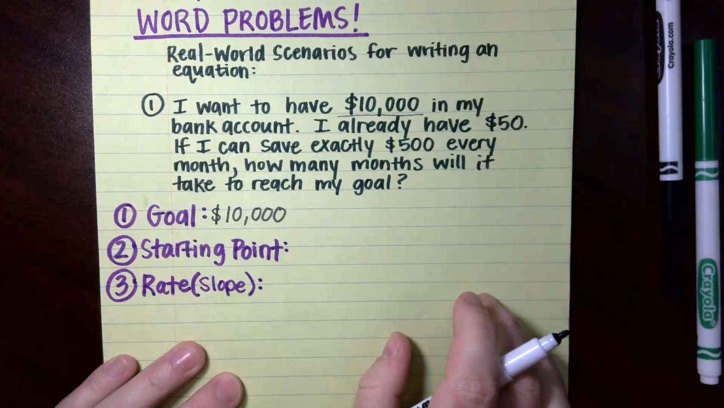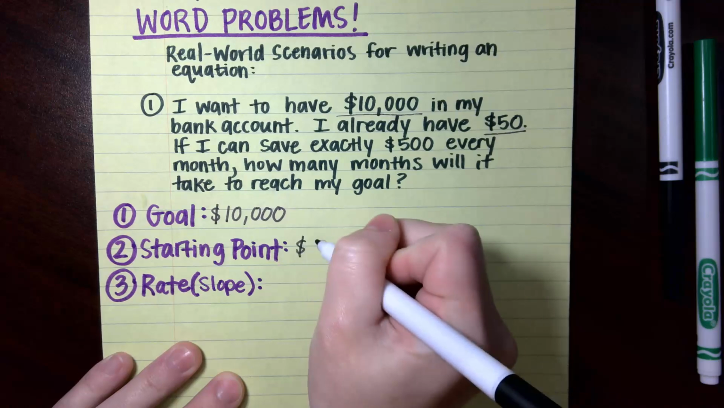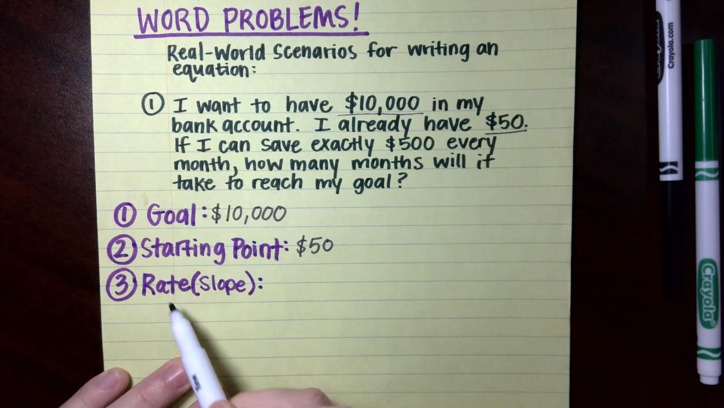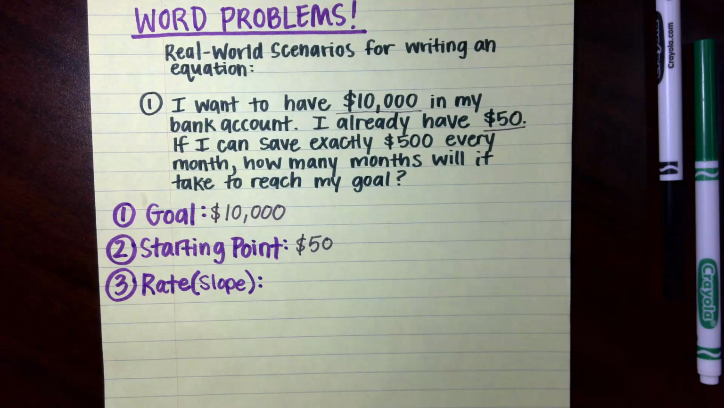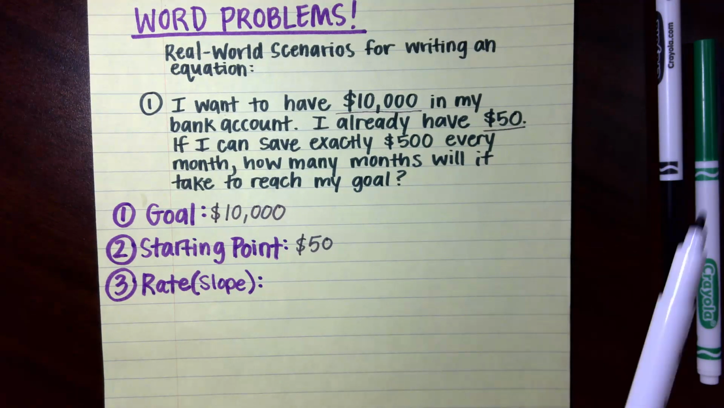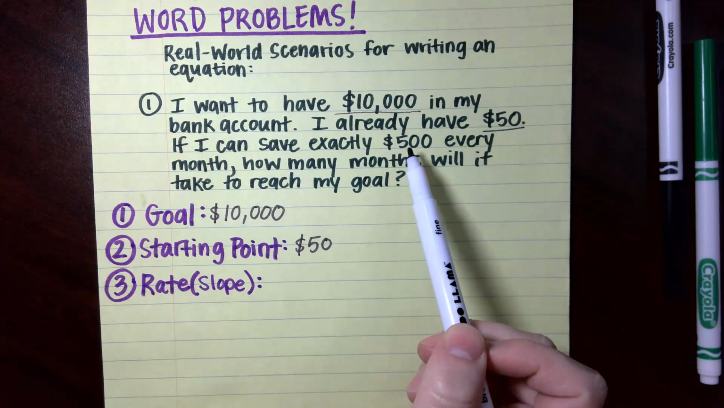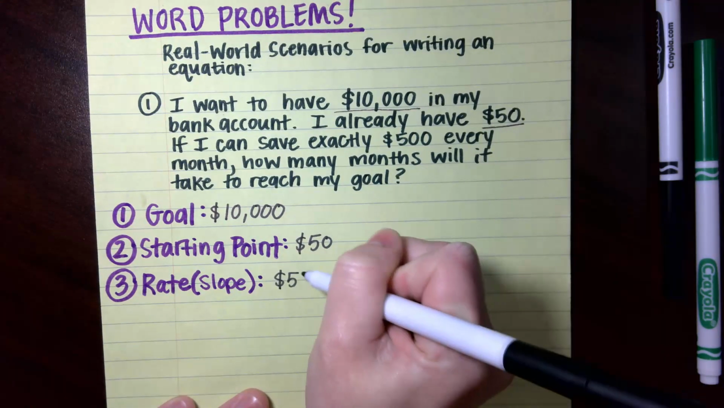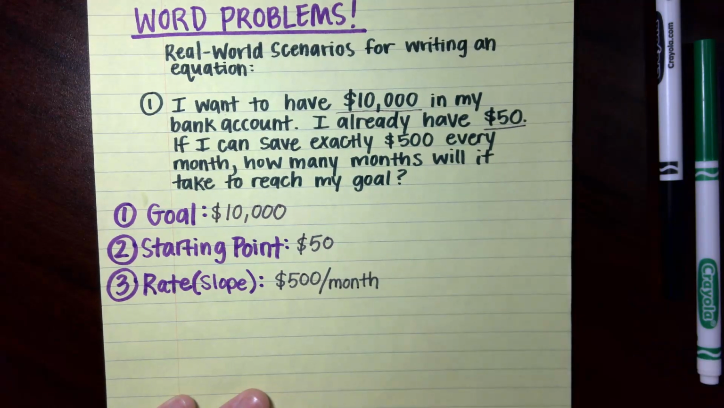What's my starting point? How much do I already have? 50. Okay, so my starting point is 50. And for rate, what I'm trying to find here is how quickly it increases, or how much I can save for each month. So what is my rate according to this problem? Yeah, I can save $500 every month. So for my rate, I'm going to write $500 a month.